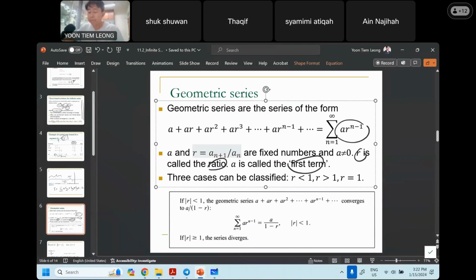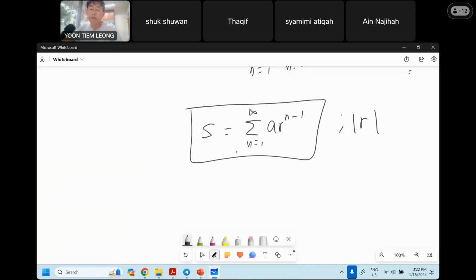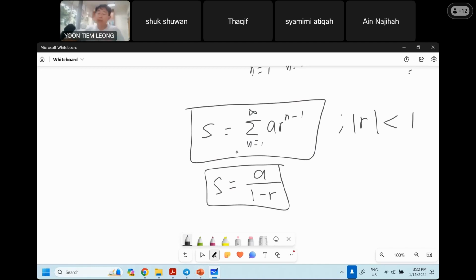For the case of the geometric series, if the magnitude of the ratio is less than 1, then the infinite geometric series converges to a value of a over 1 minus r. That is the limit of the series, provided that the magnitude of the ratio r is less than 1, for all values of a. a could be positive, a could be negative, a could be larger than 1 or less than 1. It could be any number, but the magnitude of r must not be larger than 1.